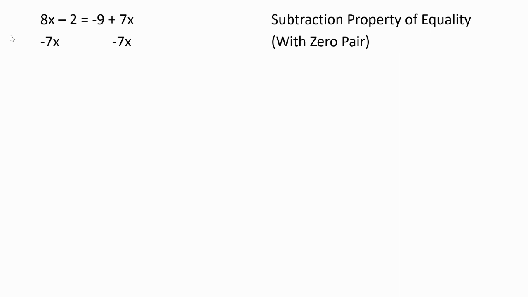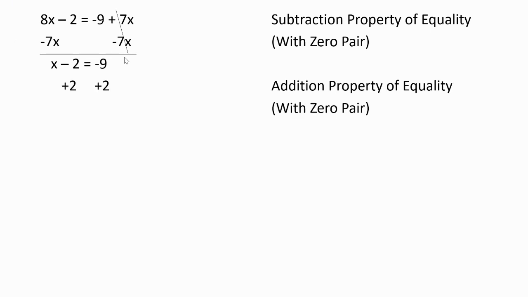And I have some choice. I could subtract an 8x or a 7x. Doesn't matter. I chose to move the variables to the left here and subtract 7x to both sides. So now I will add those together, and it gives me a zero pair right there, and then x equals just x minus 2. Then I'll do the addition property and add a 2 to both sides. There's a zero pair, and then x equals negative 7. So you've got to get the variables on the same side of the equation by using a property of equality.